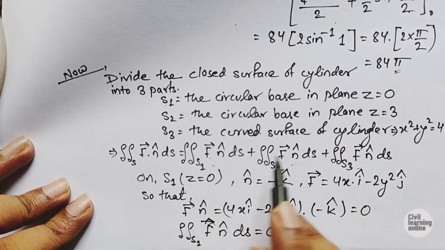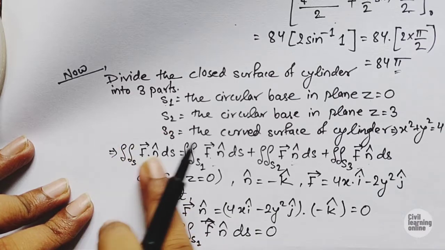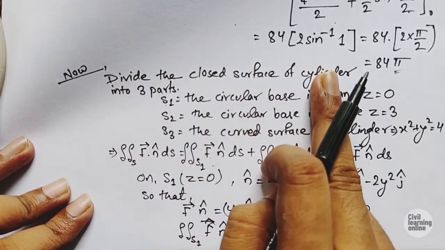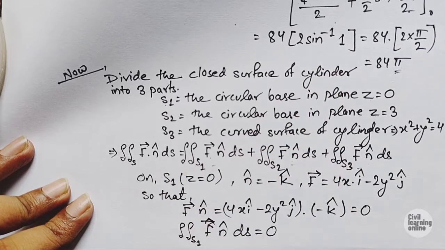The surface integral over the first surface, second surface, and third surface will give the surface integral over the whole closed cylinder, because we have divided the closed cylinder into three parts. Now we are discussing the first part, that is S1. For S1 we have z equals 0.